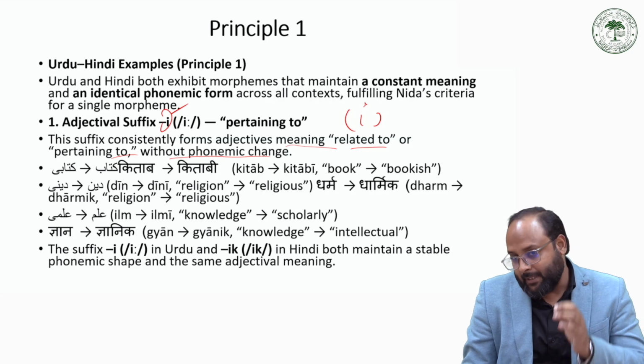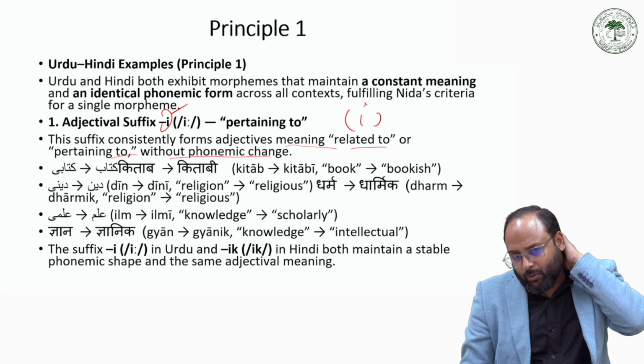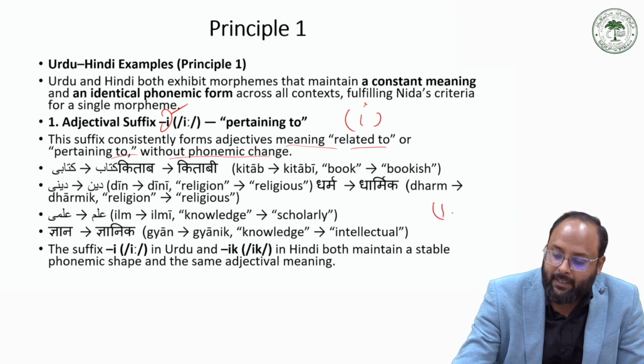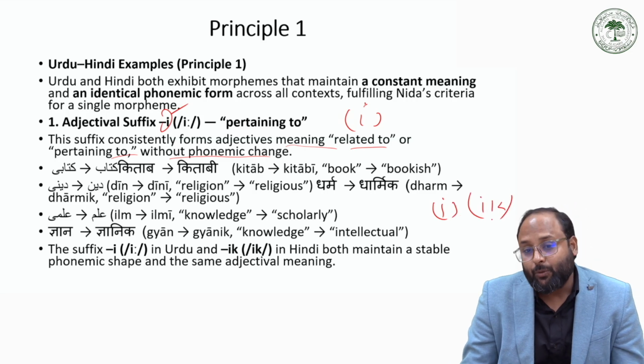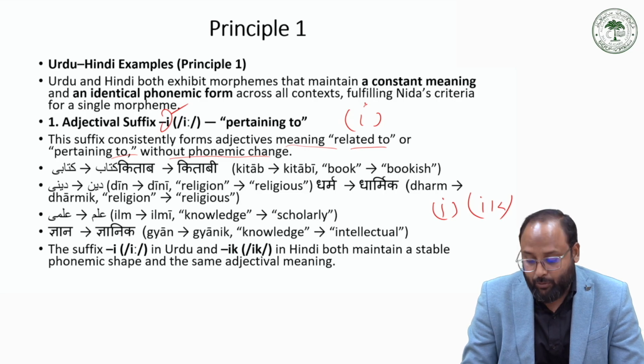And in some specific Hindi examples, we have dharm into dharmic, gyan into gyanic. So here we have the ik. So this e and ik are the same morpheme. They occur in different words in the same form and give the same meaning. So that is considered as one morpheme.